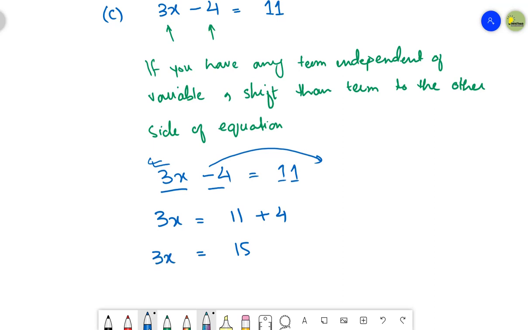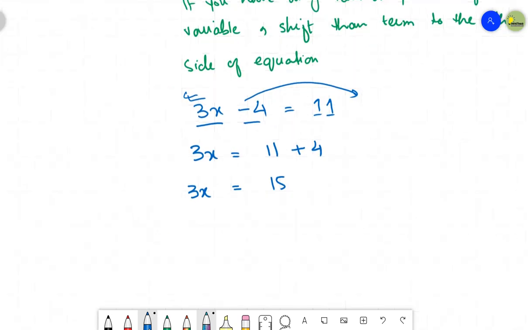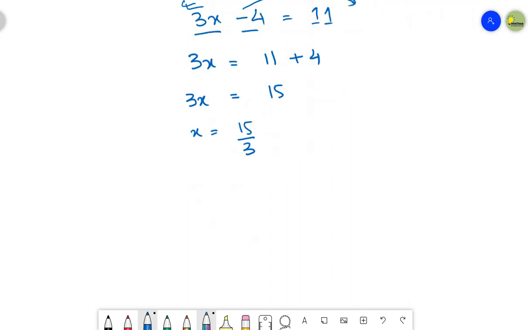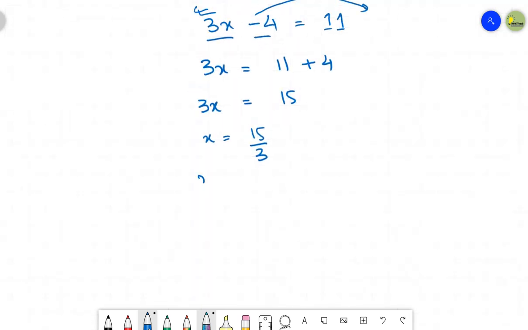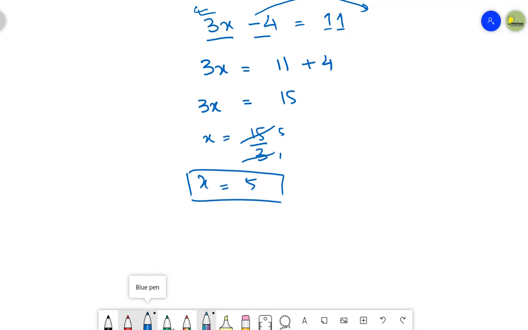Now it's time to move 3 so that you can have the value of x. Keep in mind that 3 is multiplying with x, so you need to divide when shifting it to the other side. So it will be 15 upon 3. Now the answer is going to be 5. How? 3 ones are 3 and 3 fives are 15. So the value of x is 5. This is how you can do this.